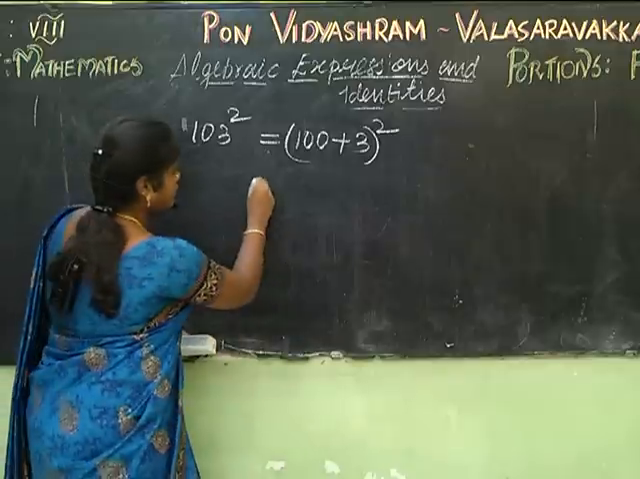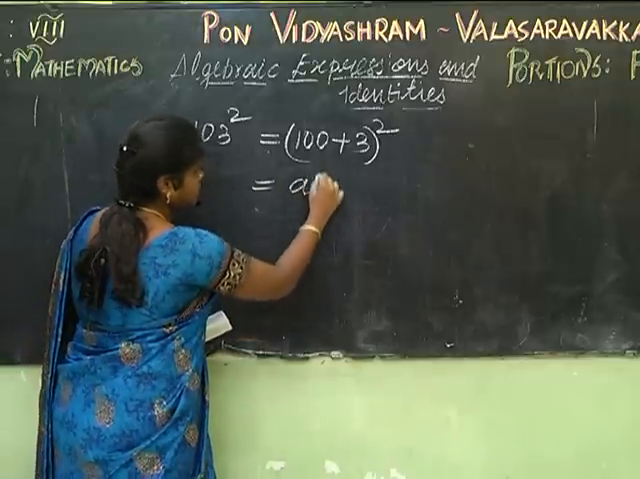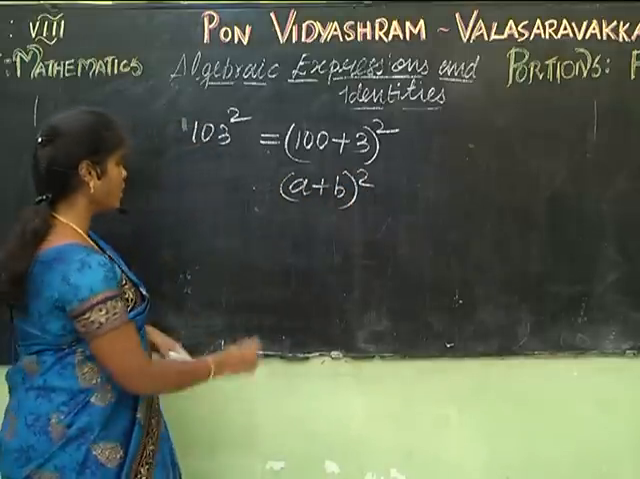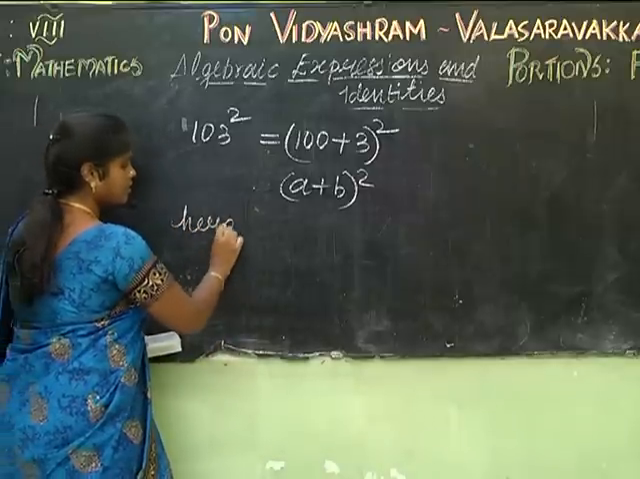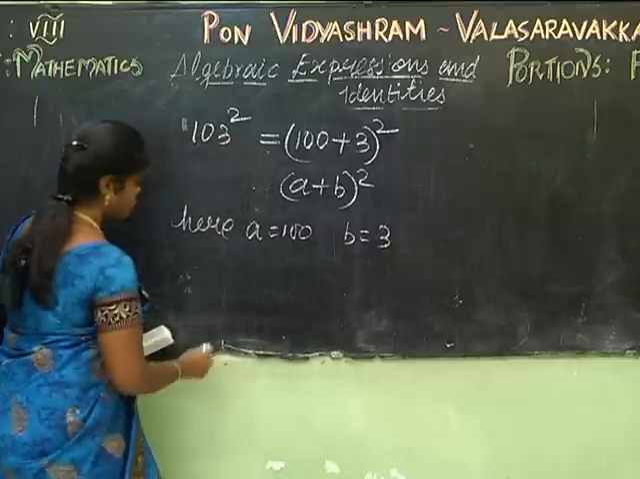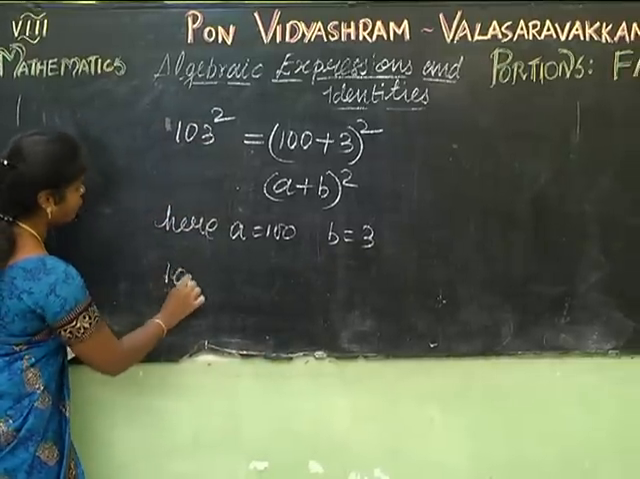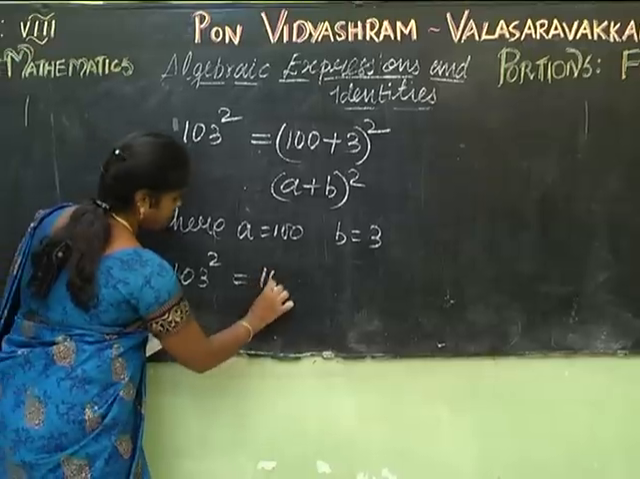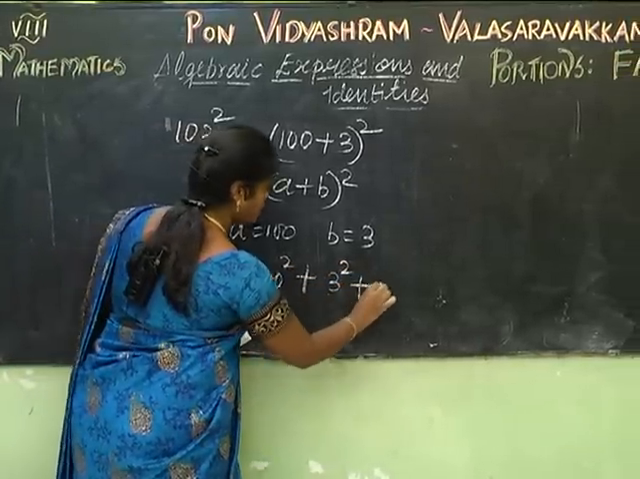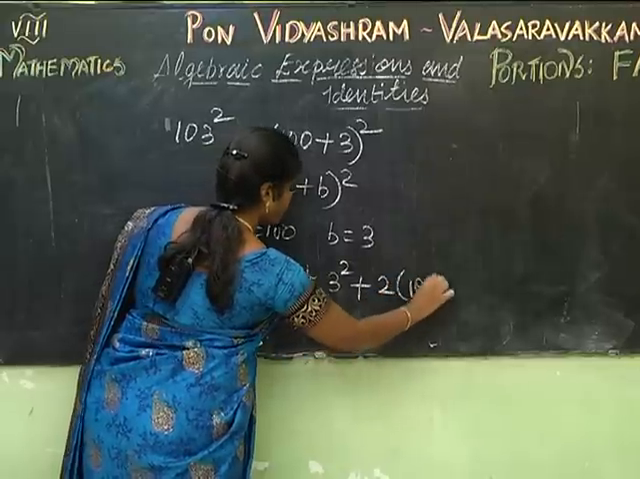I hope you all understand the concept. See, this is nothing but the (a plus b) the whole square format. Here the value of a is 100 and b is 3. So by using the identity we can find the answer: a square plus b square plus 2ab.